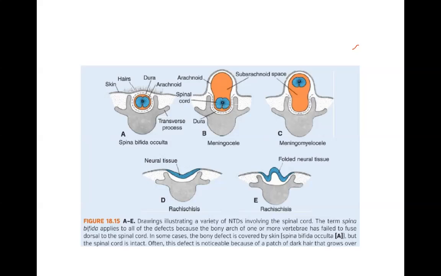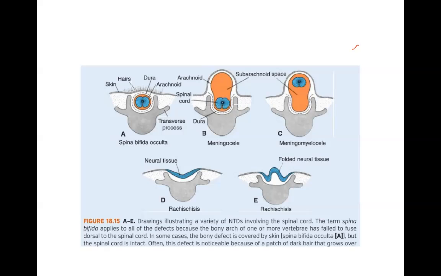Similarly, if you have no covering and you have no hair over the gap, that will be spina bifida cystica, and you can have different degrees of protrusion of nervous tissue. One is where you have a meningocele. Meningocele means that there is protrusion of the meninges through that gap. Meningomyelocele means that through this gap where the vertebral arches have not joined, you have protrusion of meninges and neural tissue or gray matter.